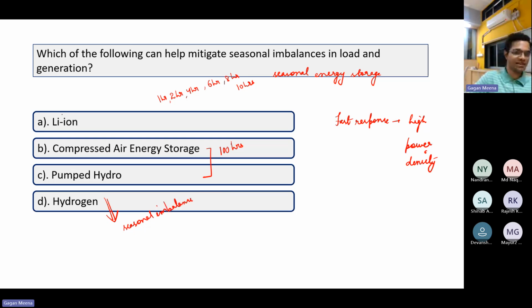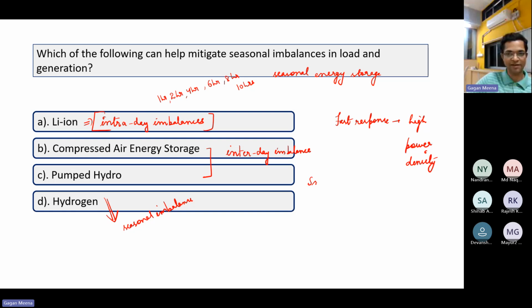What we can say here is lithium ion can support intraday imbalances. As we have seen in the previous slides also, it charges by using the excess solar energy and discharges to meet the peak demand, the evening and morning peaks. So that is mitigating the intraday imbalances. Similarly, pumped hydro and compressed air can help us mitigate the interday imbalances, up to a week, let's say.